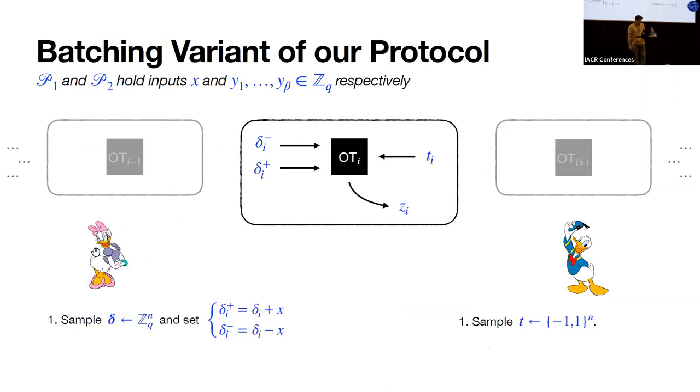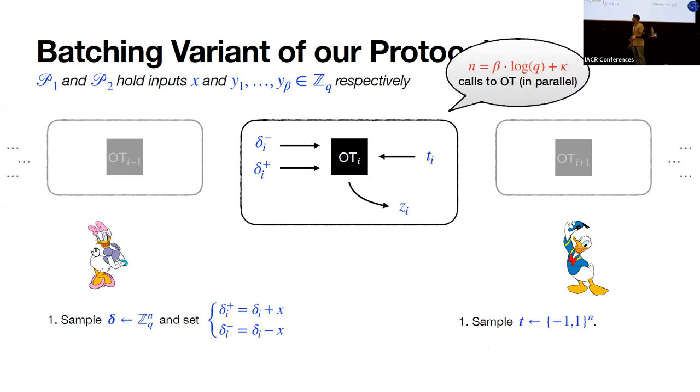Good. So before I conclude, let me just present the batching variant of our protocol. I will describe it by comparing it to the single instance case. So here, party P2 has many inputs, and the parties want to calculate shares of each of the multiplications of X with Yi. So the first phase of the protocol is very similar to the single instance case, except that now the parties make many more calls to the OT.